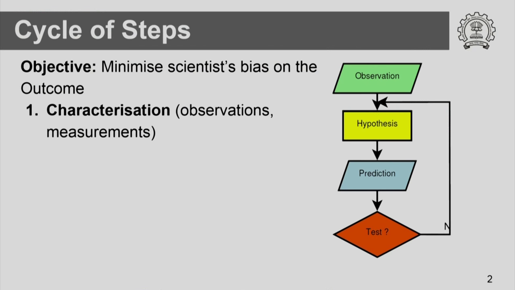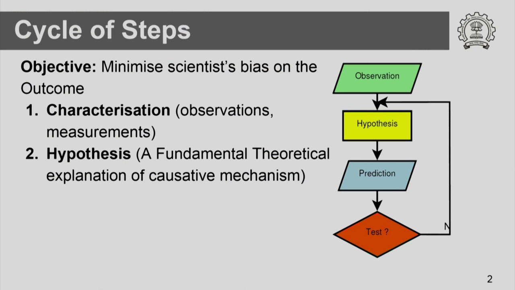The first and foremost thing is observation or characterization or the measurements. Conducting experiments and collecting observation is a supremely important part of the scientific method. The next thing is to propose a fundamental theoretical explanation of the causative mechanism that gives rise to the observations or the measurements. So this is hypothesis. So we hypothesize, we come up with a theoretical explanation of the causative mechanism.